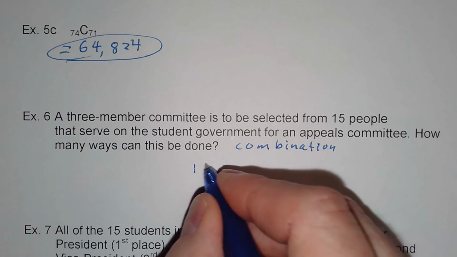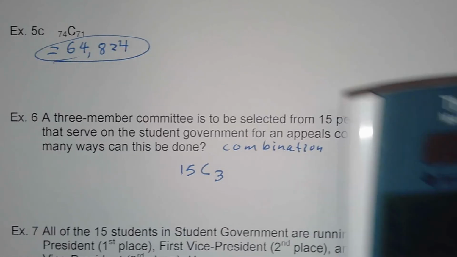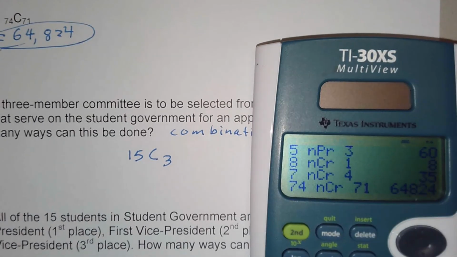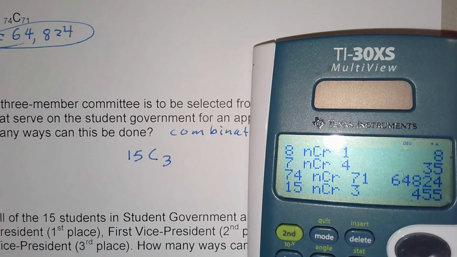I've got 15 people and I'm selecting 3. So 15, option number 2, 3. So that's 455.